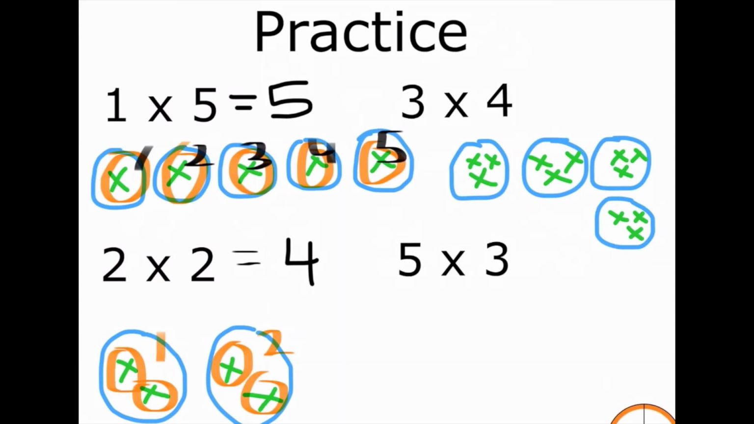We have 4 groups, and we have 3 objects in each of the 4 groups. So we're showing that 3 is being repeated 4 times with our 4 groups and 3 objects in each group. So we can conclude that 3 times 4 is 12.